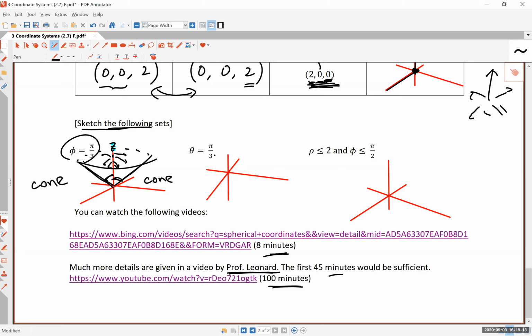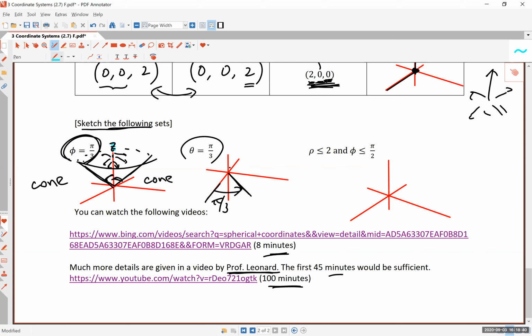Now, theta is equal to pi over 3. This one is phi equal to pi over 3, and this one is theta equal to pi over 3. The only difference is that Greek letter, but it makes all the difference. Because if theta is pi over 3, here's 0, and then you go pi over 3 in this direction, that's 60 degrees. And r and z are not mentioned, so it's basically here.